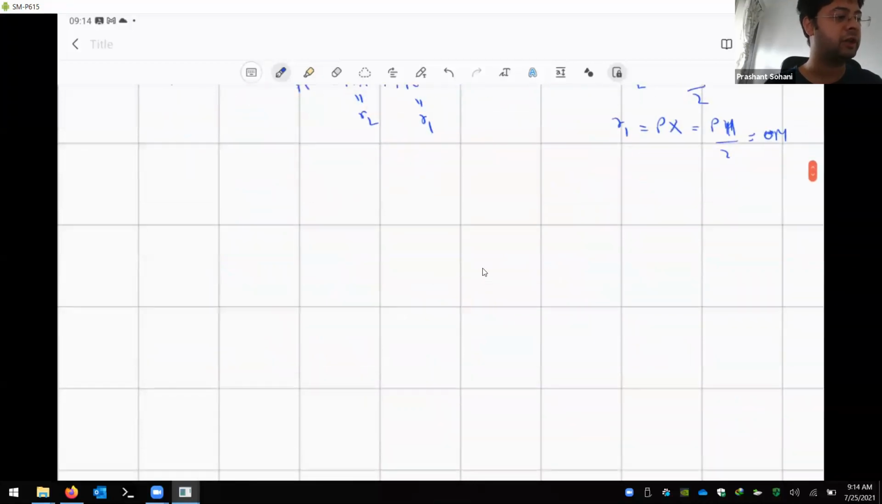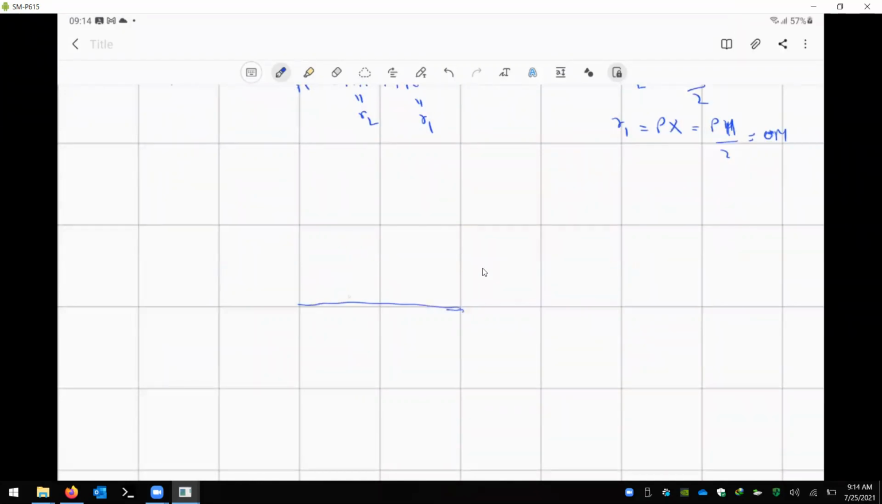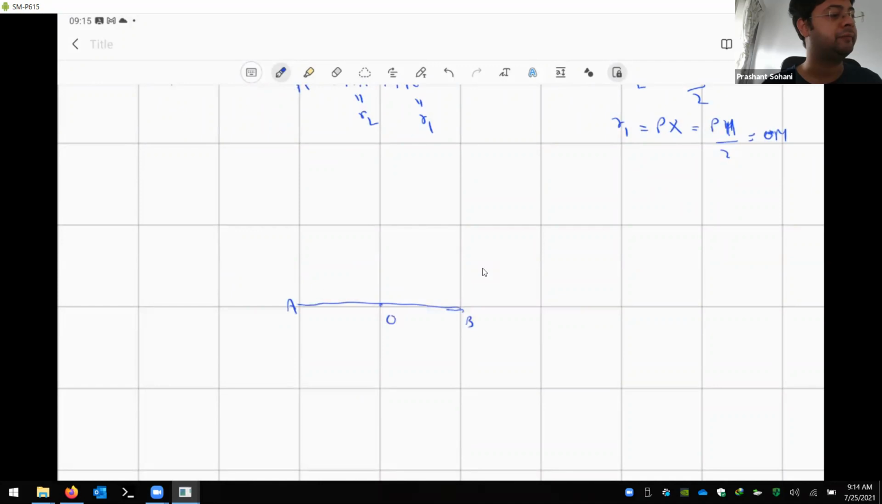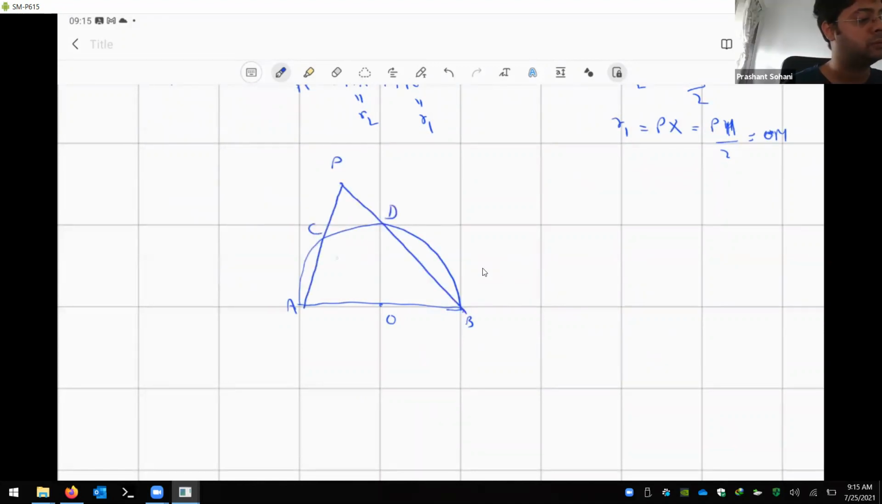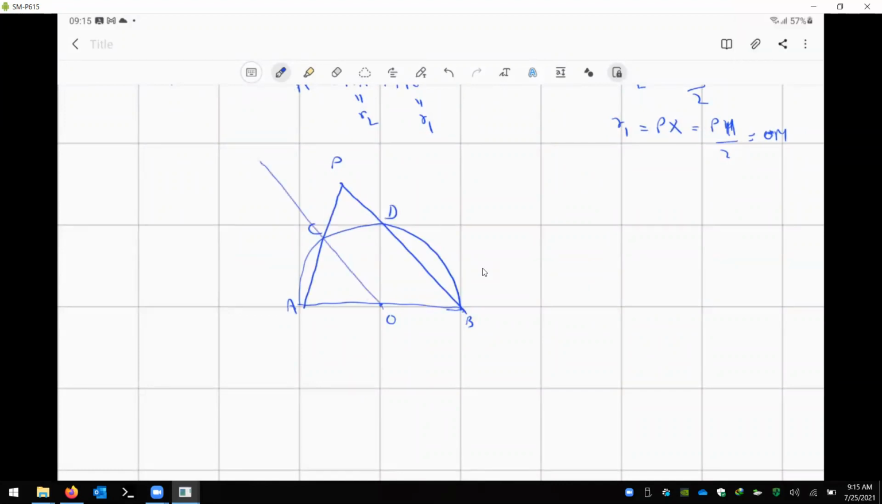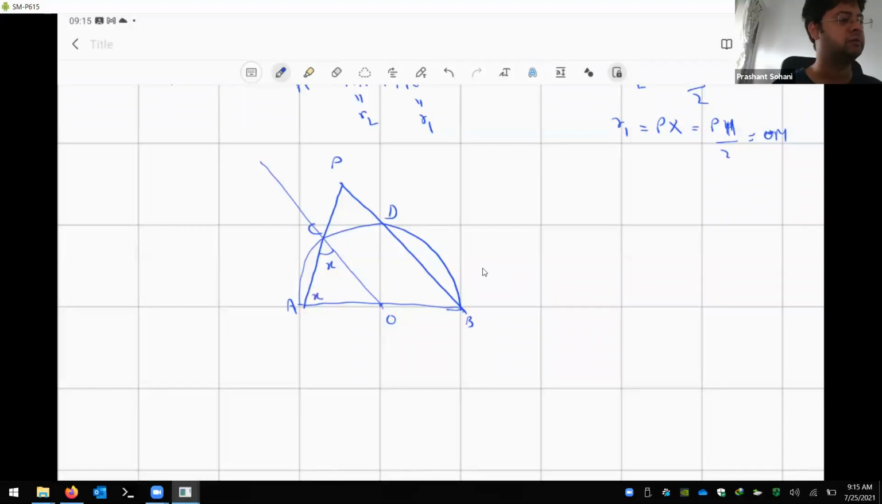So I'll draw the original diagram again. Sir, let O be the midpoint of AB. I constructed a ray OC, and let angle OCA equal X. Now angle OAC is also X, and angle CDB is equal to 180 minus X.